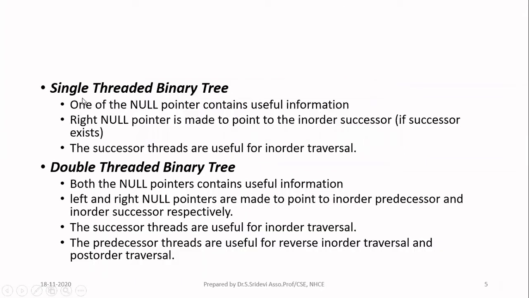Now let us see in detail. So in case of single threaded binary tree, one of the null pointers contains useful information. For example, you can use the right null pointer to point to the in-order successor. In-order successor means successor in the in-order traversal. So in this case, I am making use of only one null pointer. Suppose if the successor is not existing, as I already told you, you will either store null or otherwise the address of the root node or otherwise the address of a dummy node.